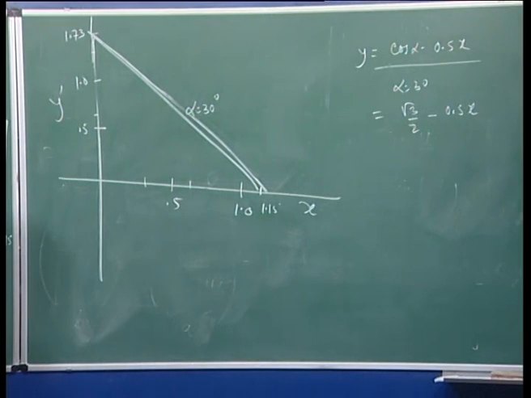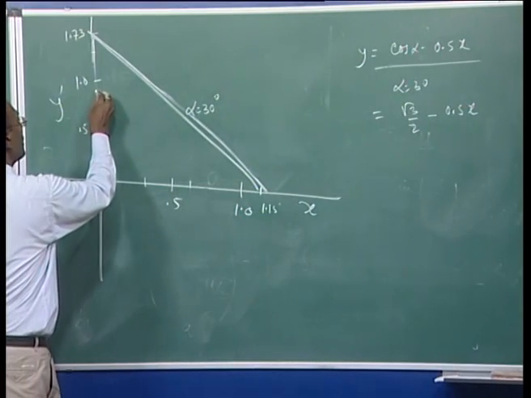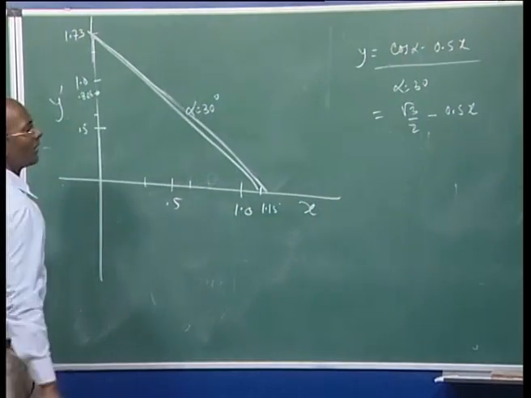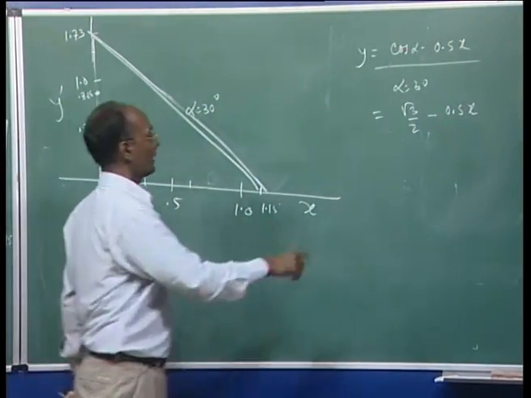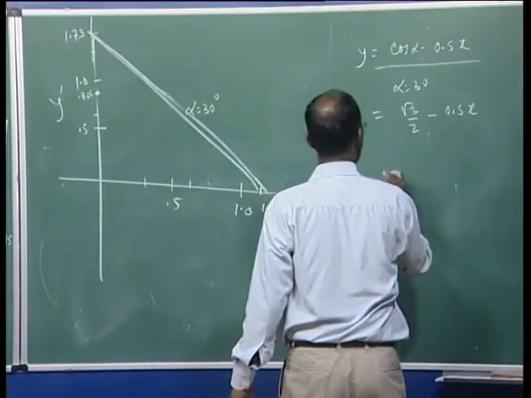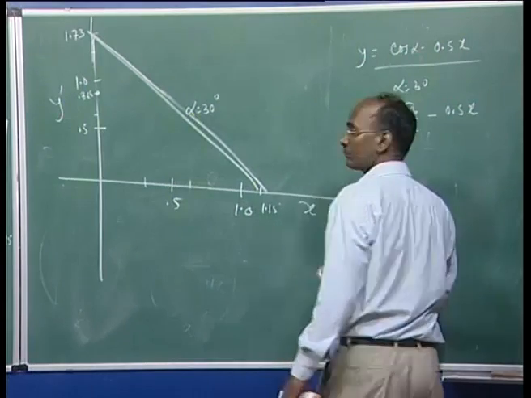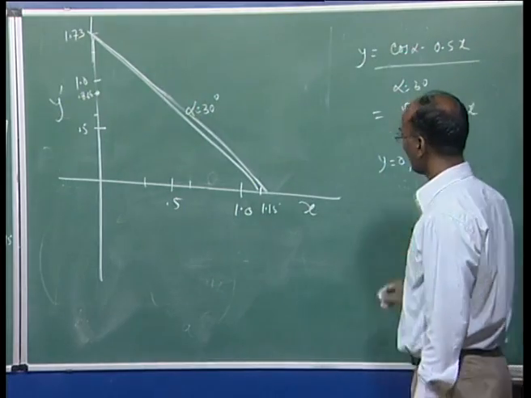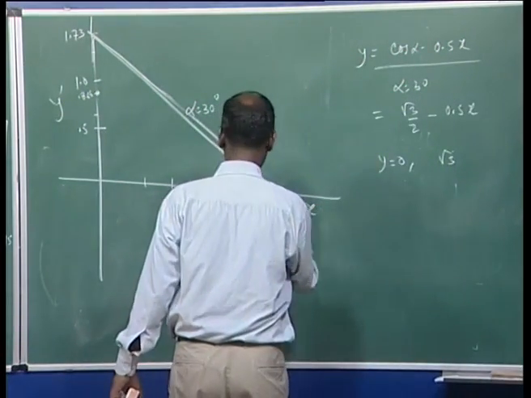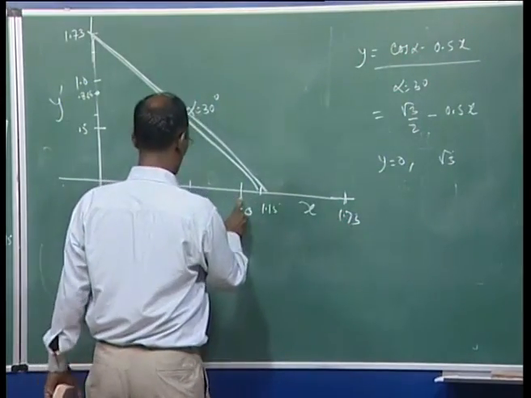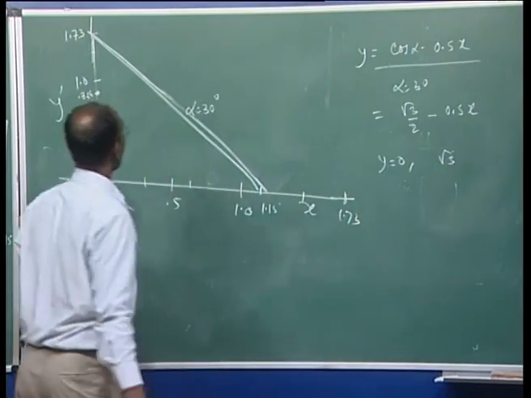Now, once x is 0 here, we are getting a value of about 0.86 somewhere here. For the other value, once I want y equal to 0 here, it will be root 3, which means somewhere here 1.73. This is 1, so it is 1.5, it is approximately correct.